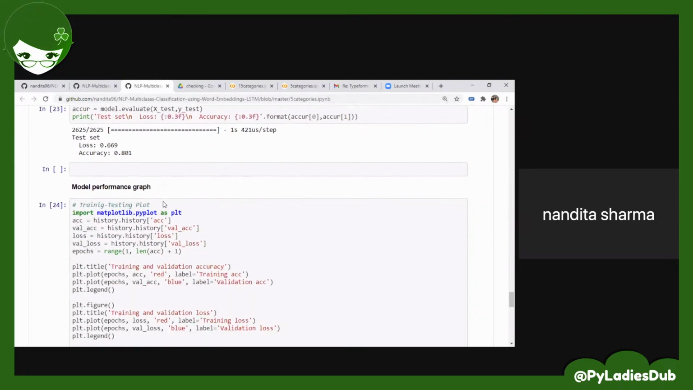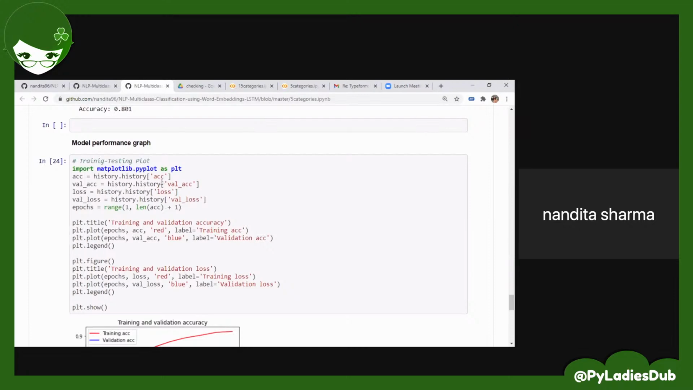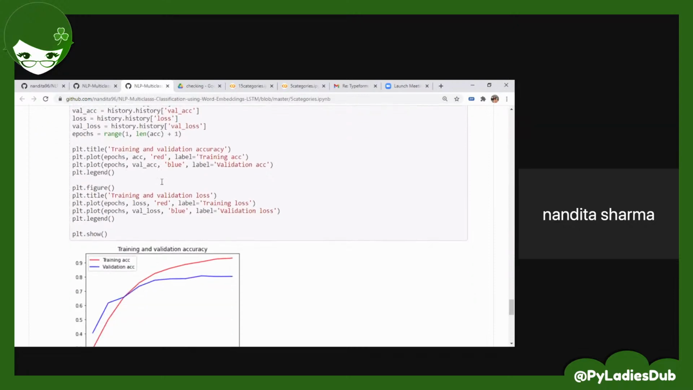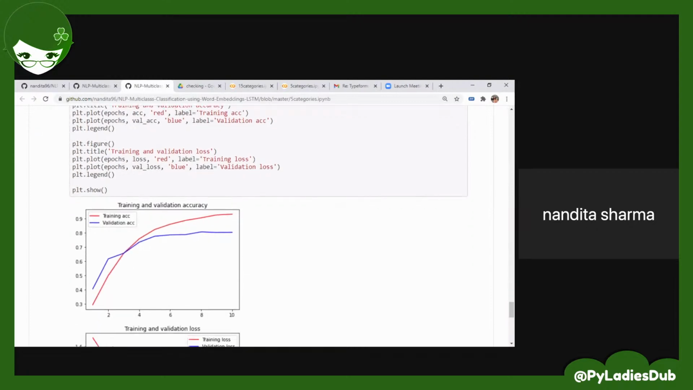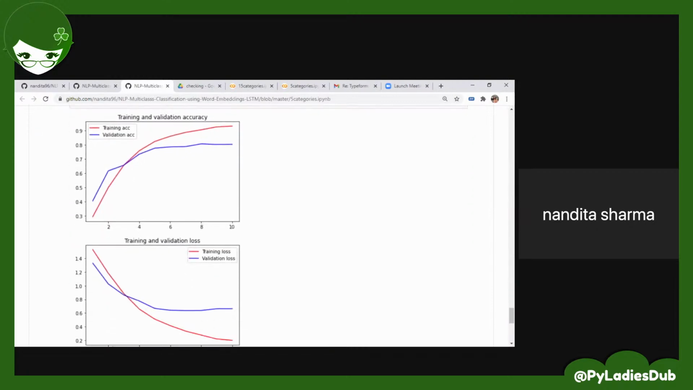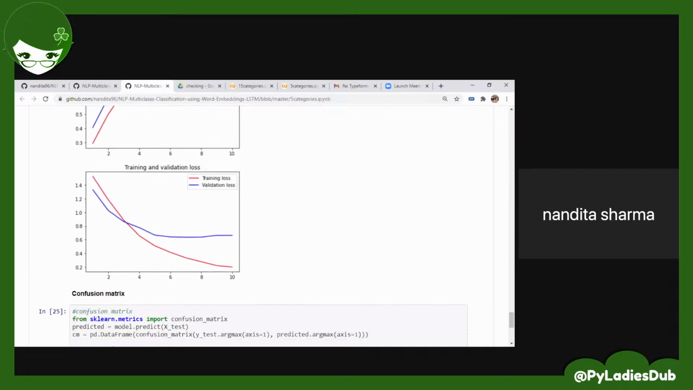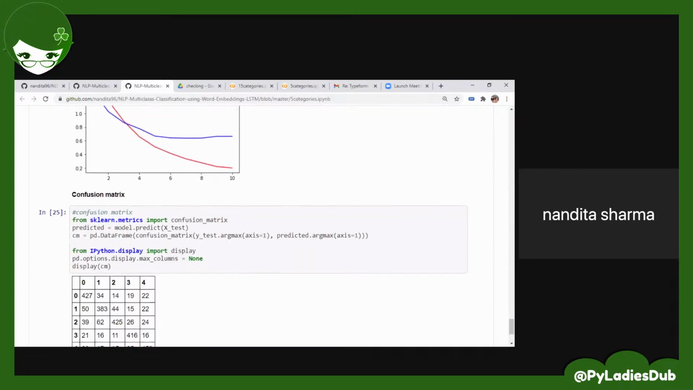This is the model performance graph. With the help of matplotlib, which has features for line charts, bar charts, and more, and with matplotlib pyplot as plt, the graph is plotted for training and validation accuracy, and for training and validation losses. Same. This is the confusion matrix.